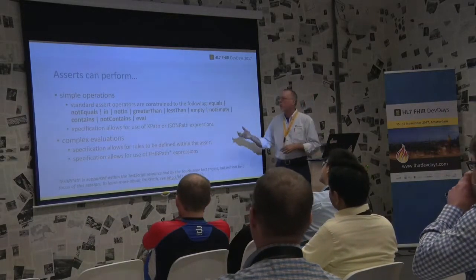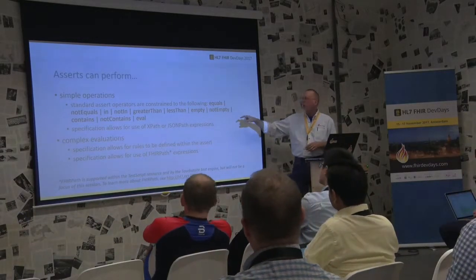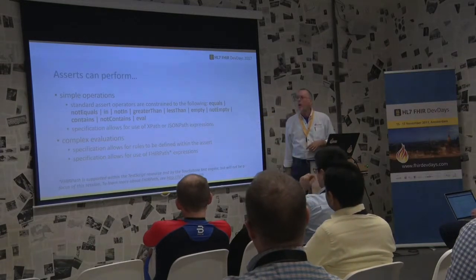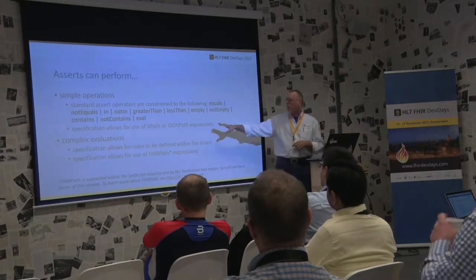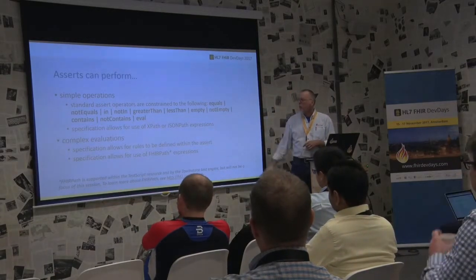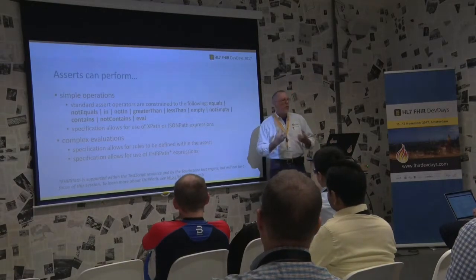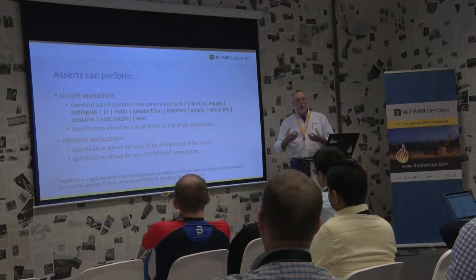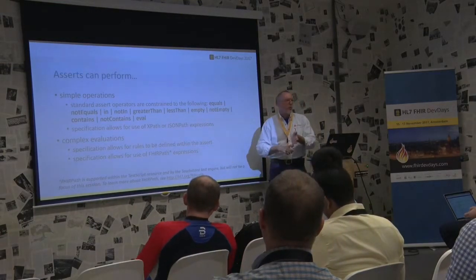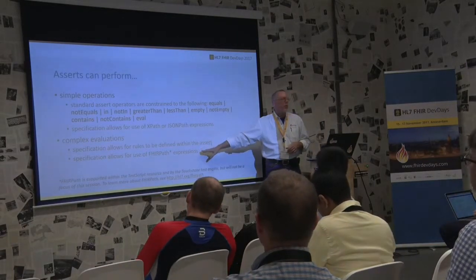So asserts can perform simple operations here. The operators that you get are basically checking for equality, containment, in, not in, and so forth. The specification allows for use of XPath, JSONPath expressions. Complex evaluations, as I mentioned, we can do rules. So there's a whole rules engine that you can develop for your FHIR test engine, which we've done, where you can write external rules in Groovy script or XSLT, that type of thing. And we also allow for FHIRPath expressions.